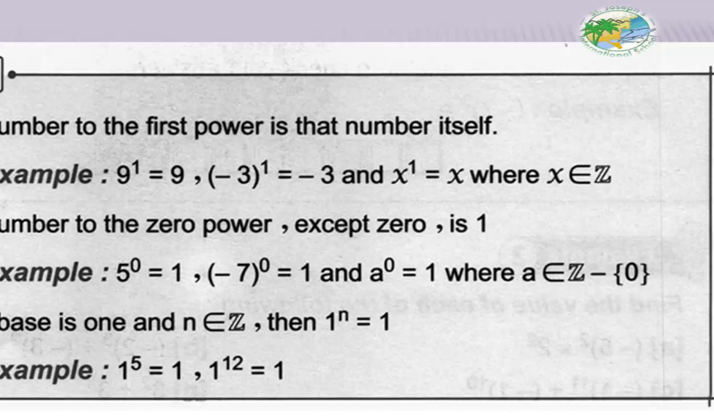Okay, if the base is 1 and n belongs to Z, then 1 power n equals 1. For example, 1 power 5 equals 1. What is the meaning of 1 power 5? It means 1 times 1 times 1 times 1 times 1, repeated multiplication 5 times, which equals 1. So 1 power any number n equals 1, because even 1 multiplied 100 times equals 1. Okay.